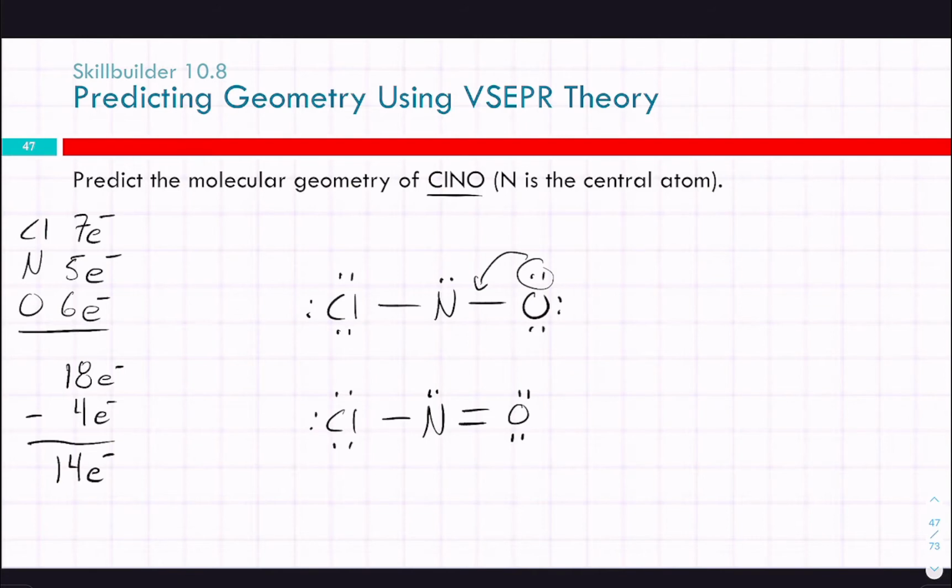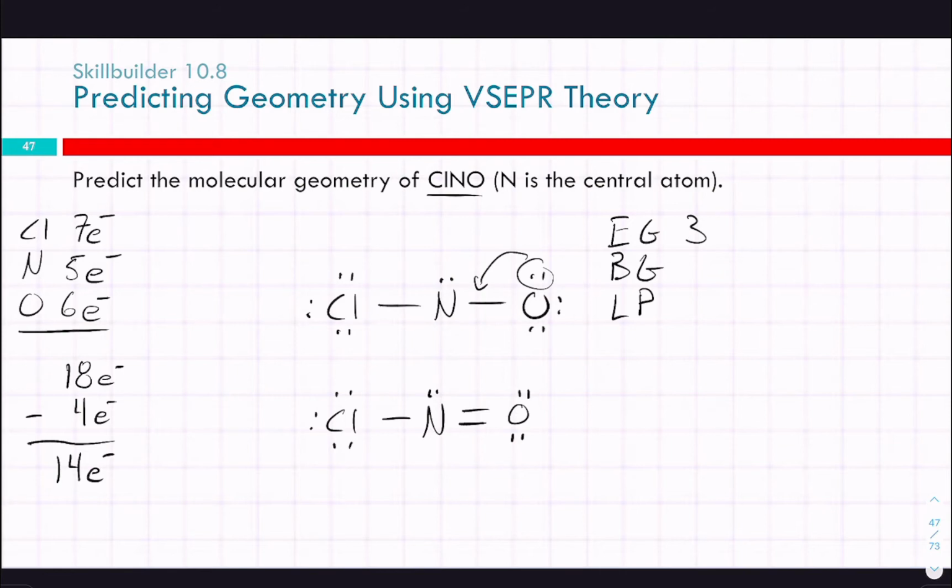Now if we want to determine the molecular geometry, we need the number of electron groups, the number of bonding groups, and the number of lone pairs, again for our central atom. So how many electron groups does nitrogen have? 3. Yeah, it does have 3. Because we count single bonds as one electron group. We also count double bonds as a single electron group. And then we count lone pairs as an electron group. So we got 3 electron groups.